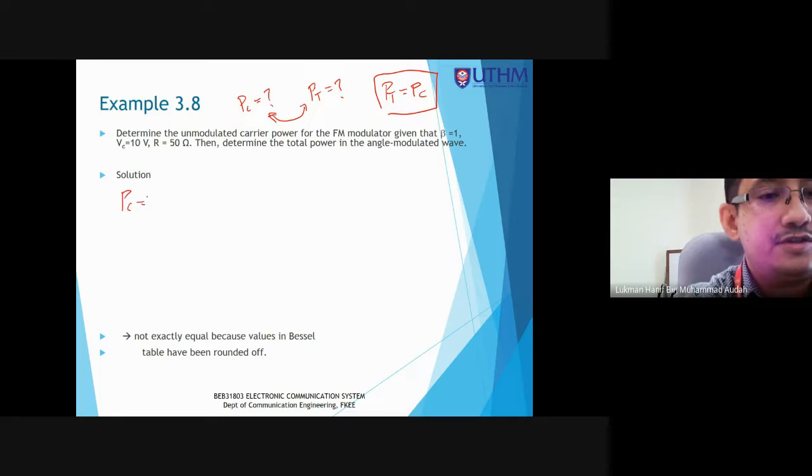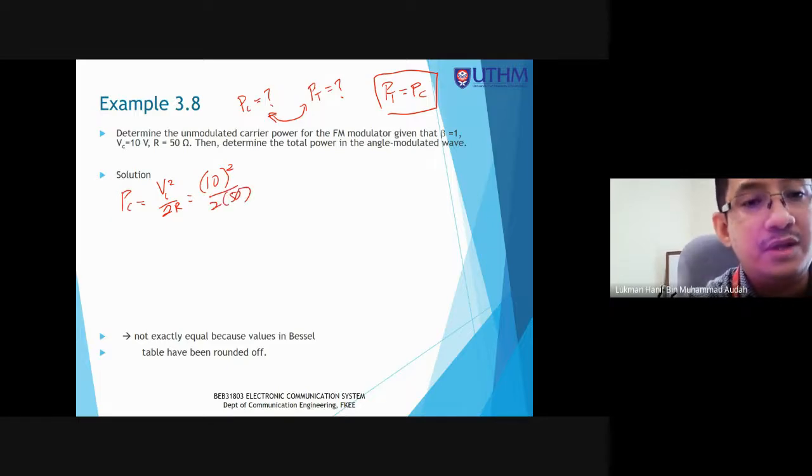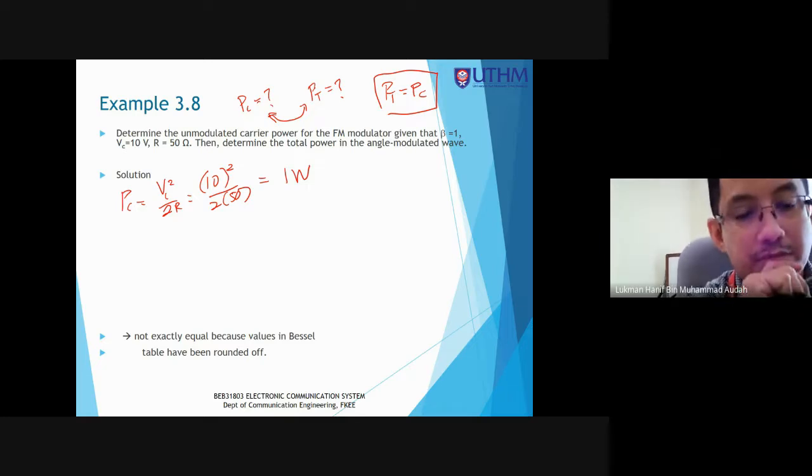Okay. So first of all, find PC. Very easy. PC is equal to VC square over 2R. You are given VC, which is equal to 10. 10 square divided by 2 times 50. So you will get this equal to 1 watt. Okay, 1 watt. Ini boleh cuba use your calculator.